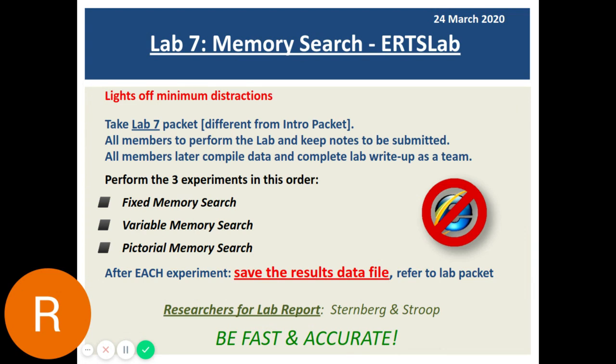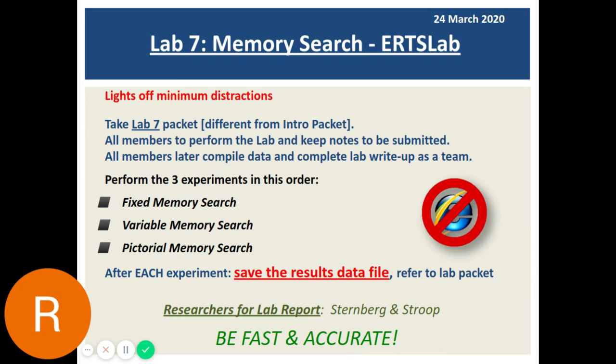So in Lab 7 in the packet, please read through that before starting the experiment. It has some important information, and it'll give you some background about what we're going to be doing in this lab. Because we're in the online format, all of the team members are going to perform the lab and then also keep notes to be submitted. This is different than what we did in Lab 4, where we had observers and test subjects. Everyone's going to be test subject, and then everyone's going to be kind of their own observer.